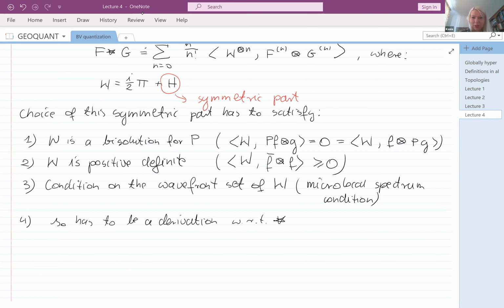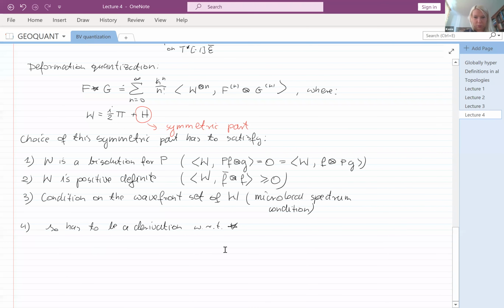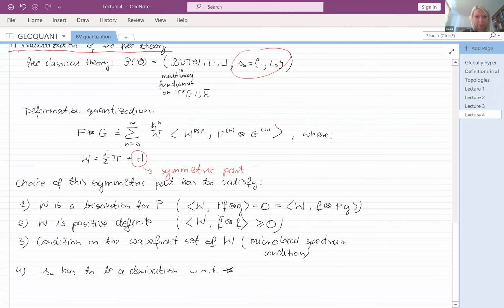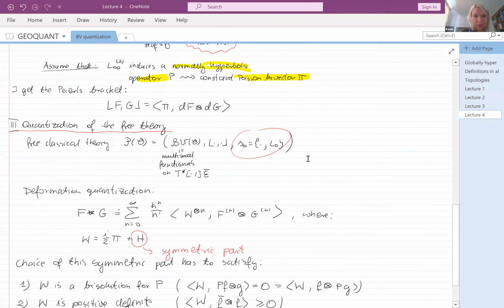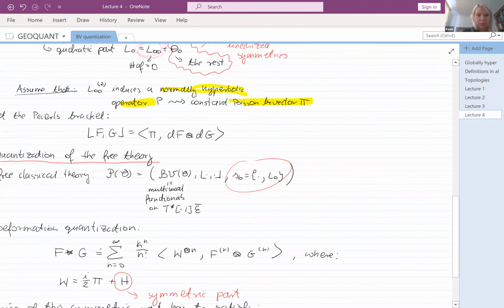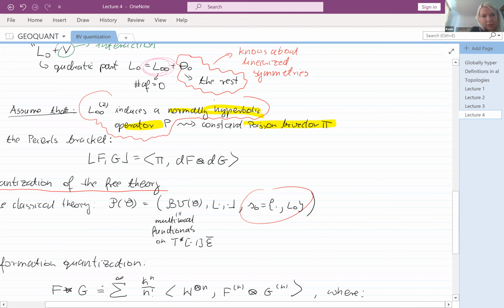Okay, my clock finished. So another condition I can state is that S0 has to be a derivation with respect to star. Oh, P is defined here. So this is the operator induced by this second derivative of L0. So the second derivative of L0 gives you some integral kernel, and then this induces a differential operator.